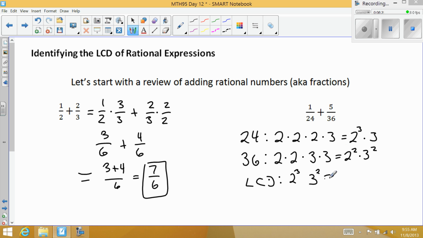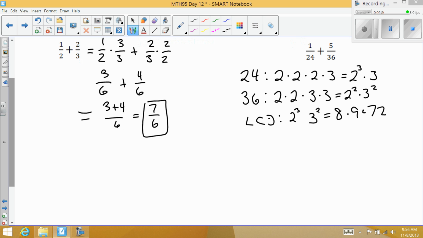What number is this anyway? 2 cubed is 8, 3 squared is 9, 8 times 9 is 72. 72 is the smallest number 24 goes into, and 36 also goes into. So all of that was just to find the least common denominator. Then once I had the least common denominator, I need to rewrite my two original fractions so that they have that common denominator. So what I like to do is think about what's missing.